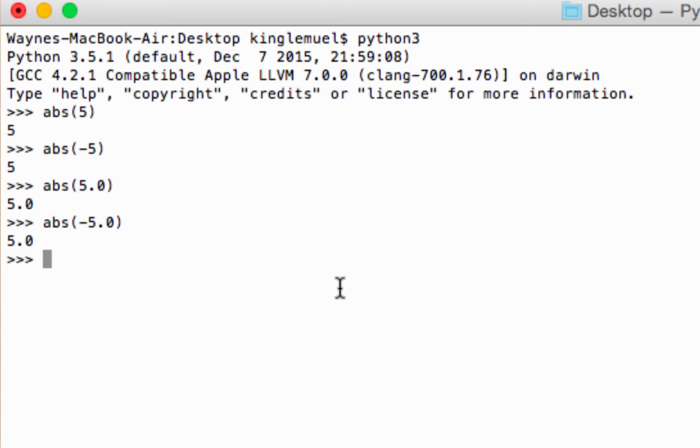Now let's give it a shot with some complex numbers. Remember, the imaginary unit in Python is j, whereas in mathematics it's usually i. We'll take the absolute value of 4j, and you'll notice we get back 4.0. Let's try it with some other numbers: 7j, 10j. We get back 10.0, 7.0, 4.0.